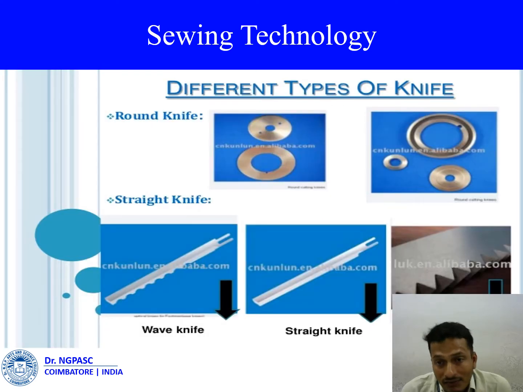Next one is different types of knife. We already saw about the different types of knife. Now we are going to see this picture. First one is the round knife. Second one is the strife knife. Here the first one is the wave knife, and the second one is the strife knife. It is a knife for shapes.